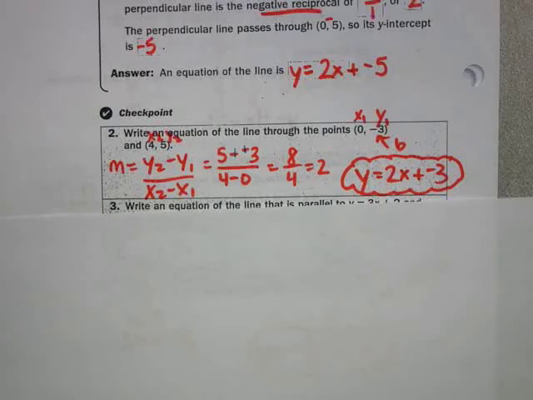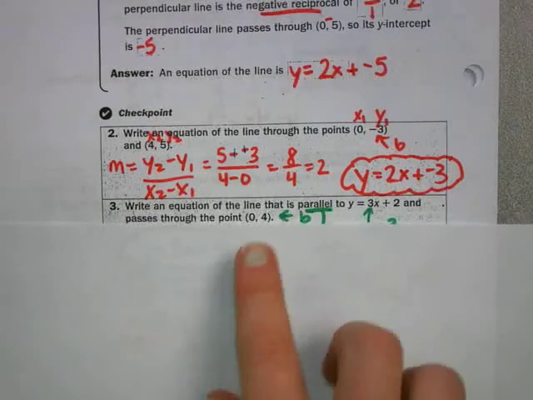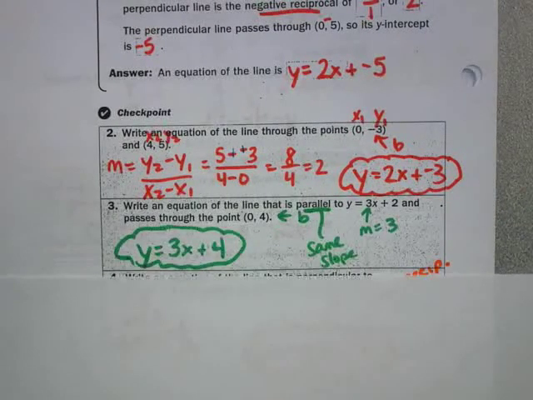Now we're to our friend, the parallel guy. We know parallel means same slope, so the slope of our new equation is 3, and they gave us the new y-intercept of 4, so our equation is y equals 3x plus 4.